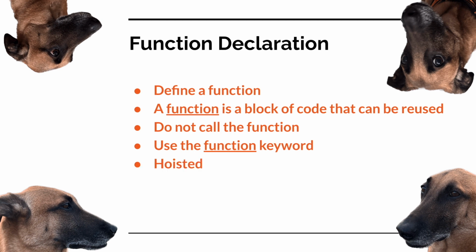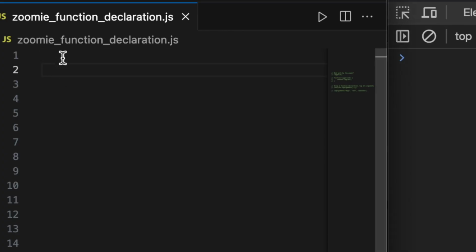Also, function declarations are hoisted and accessible. So I could call the function above the declaration and it will run as expected. On to some code snippets.